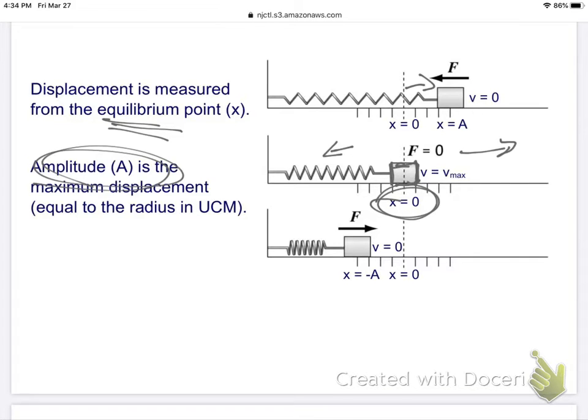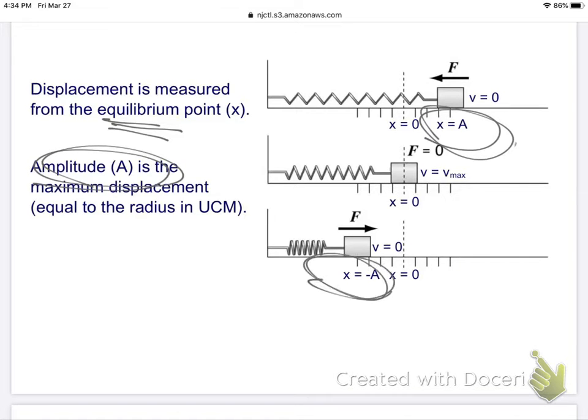So let's go back. When we're stretching the spring to the maximum amount, all the way in the positive direction, we're going to say that that's the A, or amplitude. When it's all the way squashing the spring, we call that the negative amplitude. So it's the furthest it can compress the spring.